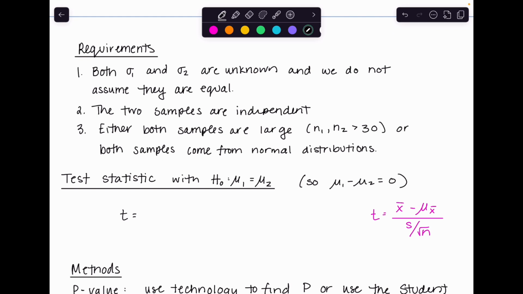We need to look at the difference in our sample versus our true. So in this case, our sample is x1 bar minus x2 bar, and then minus the true. But again, we're assuming these two are equal, so this is going to be 0 in all of our cases, okay? And then we divide this by a square root.